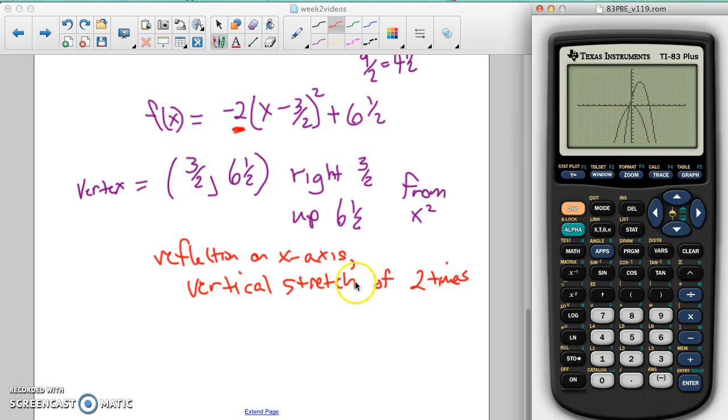It's stretching it by 2. And it's reflected from the original graph. If you look at the original graph again, here it is. We'll turn it on. And here is the original graph. So you can see that it's a reflection, it moves to the right and up. Vertex was at 0, 0, and now it's at 1.5, 6.5.